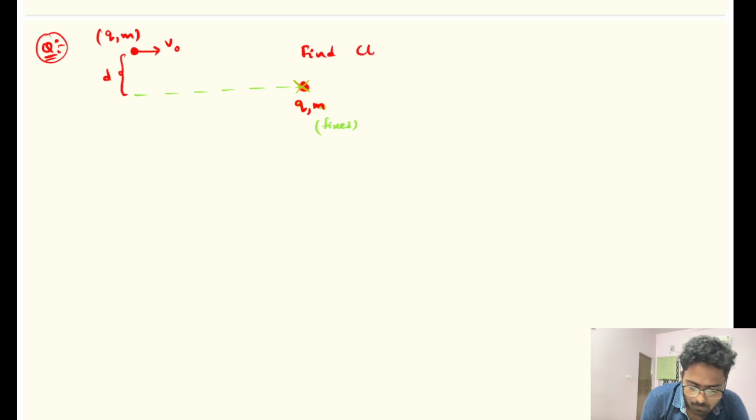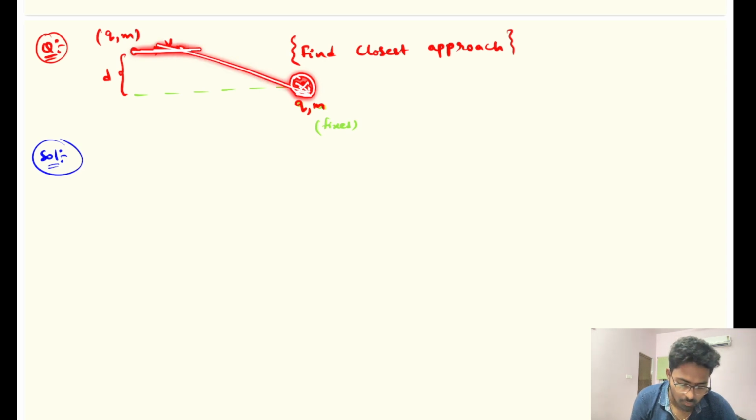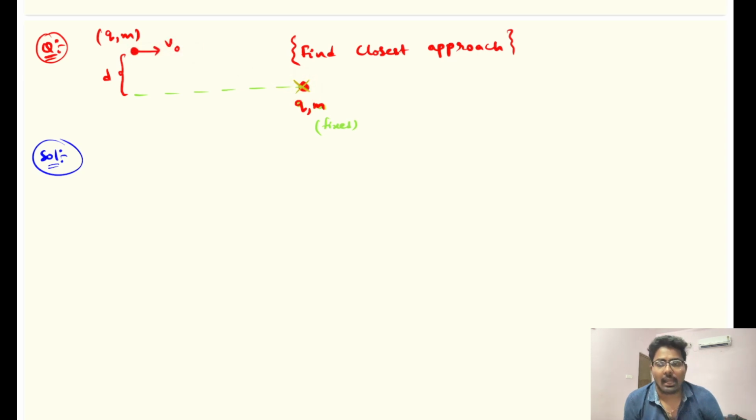Now the question will be to find the closest approach. Sir, how to find the closest approach? You need to understand, let's say I'll draw the diagram for this situation at some time t. It wanted to move in this way, but as this is fixed, it's not going to move anywhere. We know the electrostatic or Coulombic force will be along the line joining both the particles. So the path would be something like this.